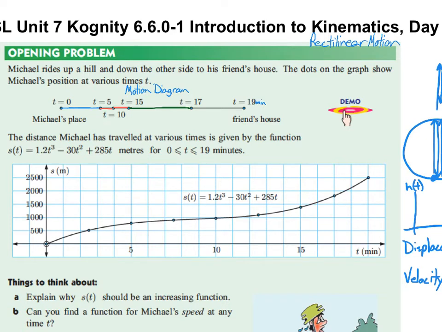So, in this case, because there is no change of direction, the displacement and the distance traveled will be the same. Okay? Now, in our later lessons, we'll look at how to deal with finding total distance as opposed to just our final displacement. But again, that's going to be in later lessons. All right?